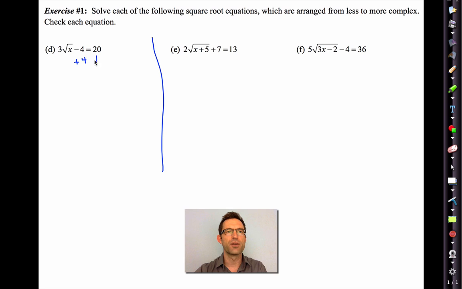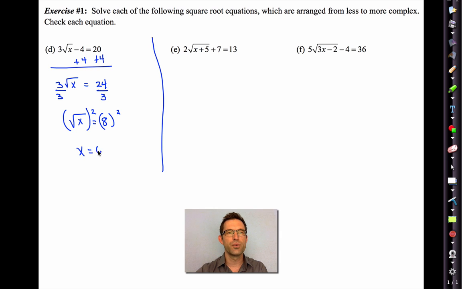So the first thing I'm going to do to get x all by itself is I'm going to add 4 to both sides. The next thing, I'll get rid of that multiplication by 3. I'll get root x is equal to 8. And then I'll square both sides. And I'll get x is equal to 64. There we go. Now these two, especially letter F, are more complex.